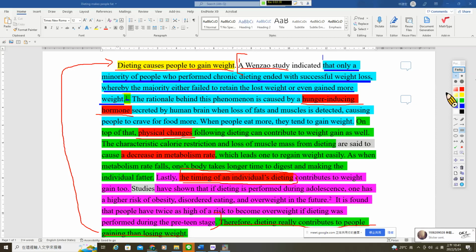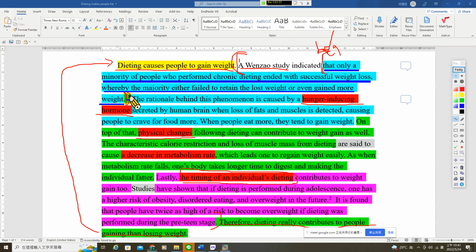So when you read this passage, Wenzao study indicates that only blah, blah, blah, to here. It's very clear. You know the citation refers to this portion, starting from here to here. And this is the beginning.